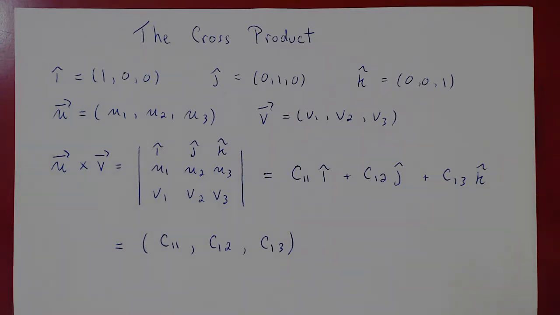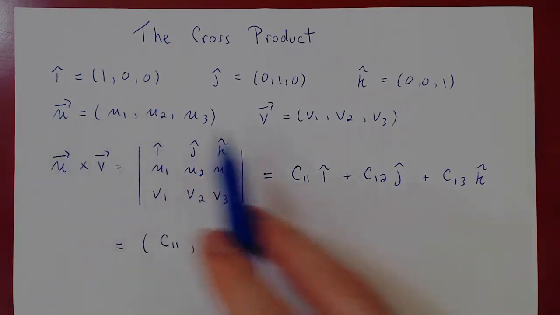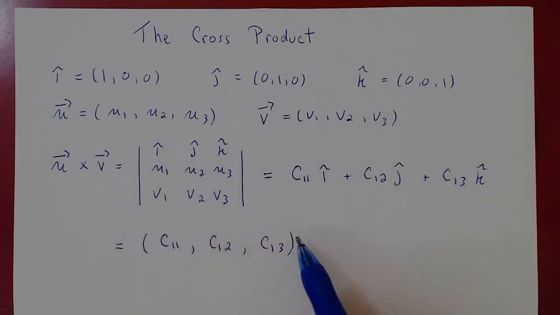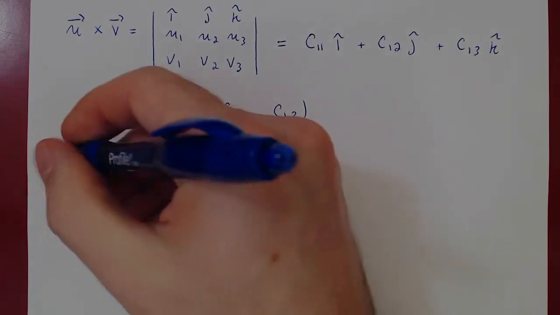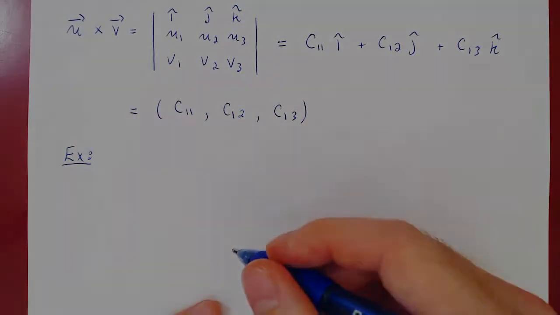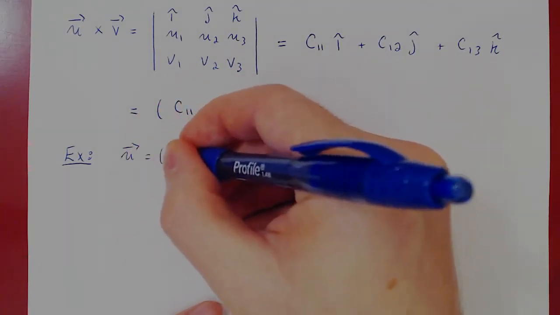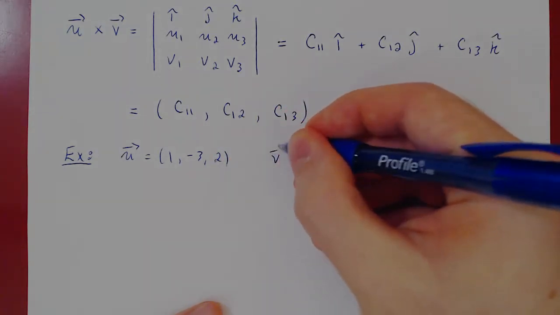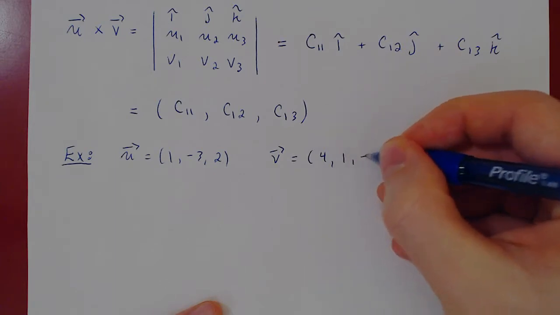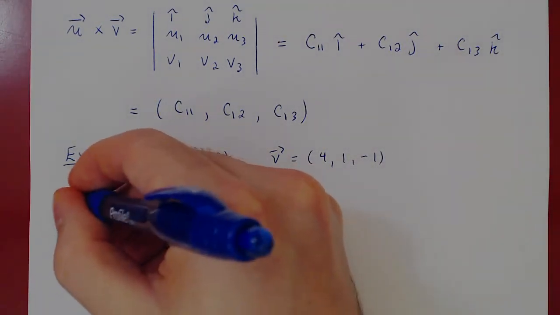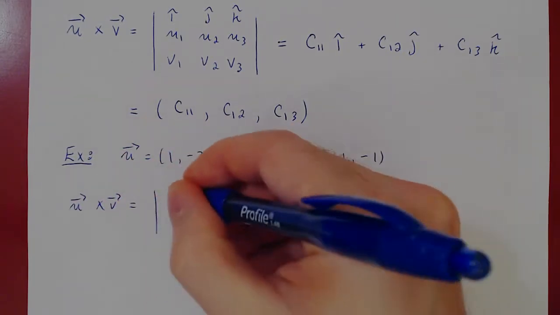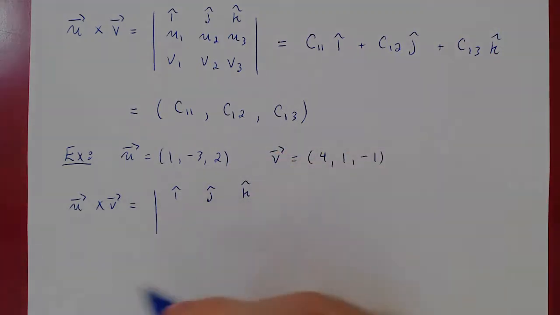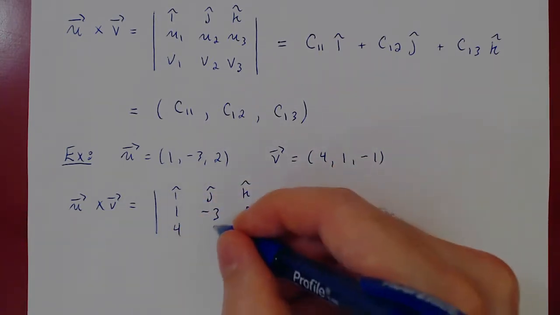Let's do one example, and then we are going to consider the properties of the cross product. As you can see, the two vectors were vectors in R3 with three components. Their cross product is also a vector in R3 with three components. Suppose that vector u is given by (1, -3, 2), and vector v is given by (4, 1, -1). Then their cross product, u cross v, is the determinant of i, j, k, the second row the coordinates of vector u, and the third row the coordinates of vector v.